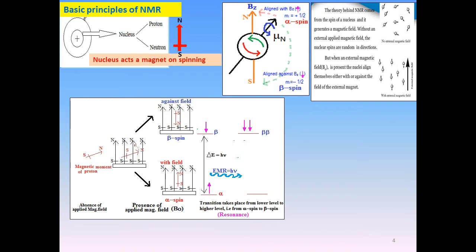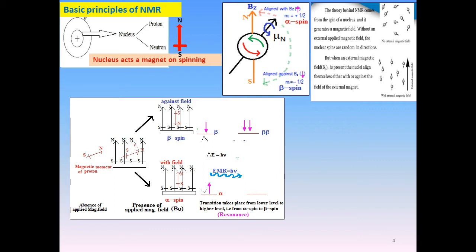So the magnetic moment of a proton is represented as a magnetic vector, and when it is placed in an applied magnetic field, it tends to align or orient in two ways. One, it aligns with the applied magnetic field, and that orientation is said to be the alpha spin, and the other aligns against the magnetic field, and that is said to be the beta spin.